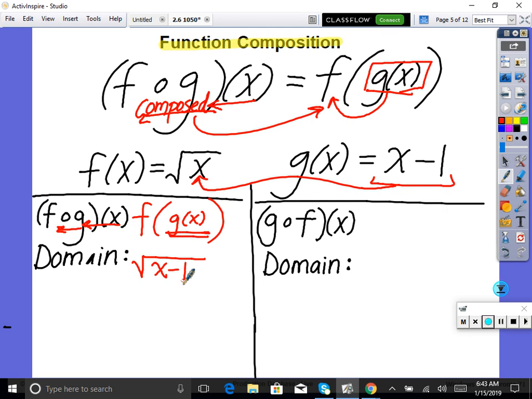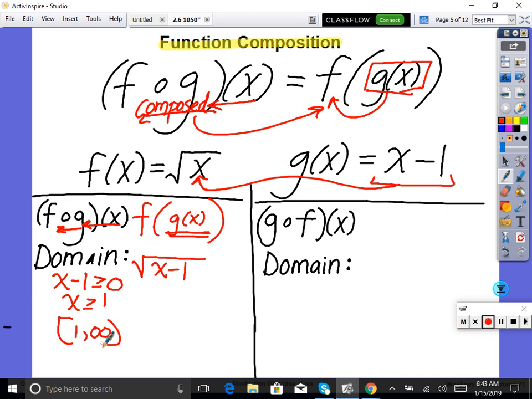Now our domain would be what? Underneath the square root cannot be a negative, correct everybody? So how did we do it? What was our true statement? x minus 1 has to be greater than or equal to 0. What's underneath the square root has to be greater than or equal to 0, so we'd add 1. x needs to be greater than or equal to 1, so wouldn't that be 1 to infinity?